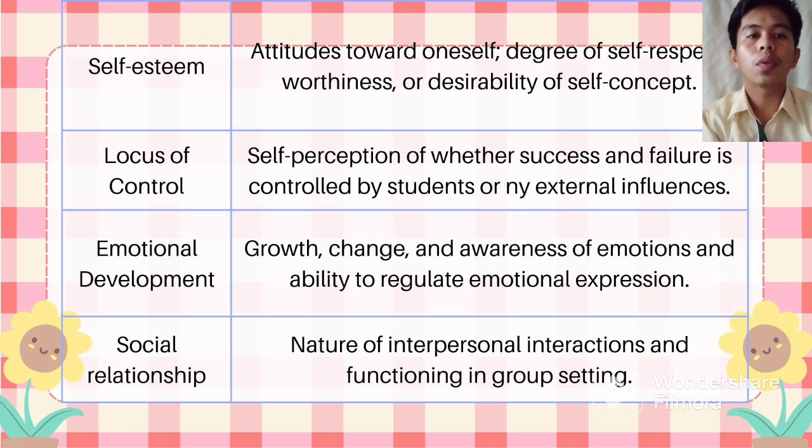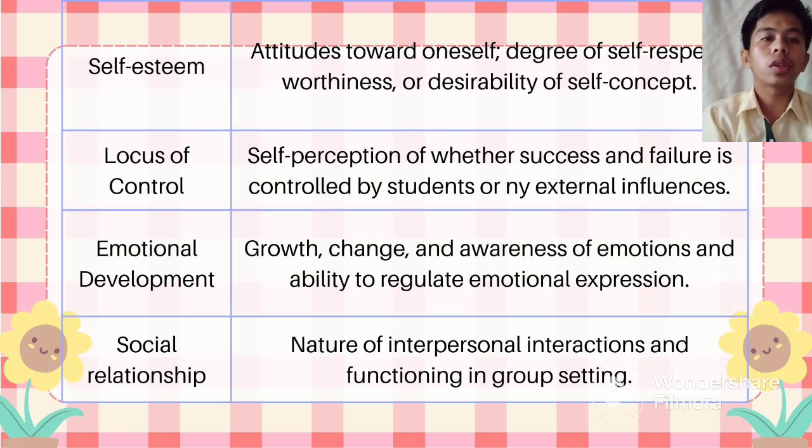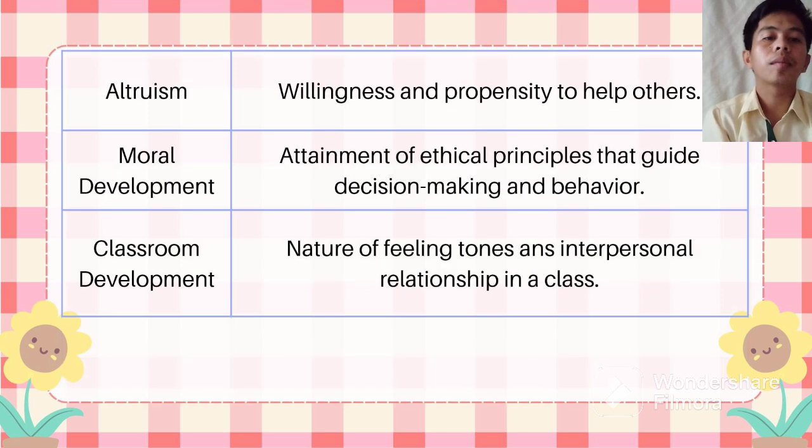Next is locus of control. This is the self-perception of whether success and failure is controlled by students or by external influence. Next is emotional development. It is growth, change, and awareness of emotions and ability to regulate emotional expression. Next is social relationship. It is nature of interpersonal interaction and functioning in group setting.